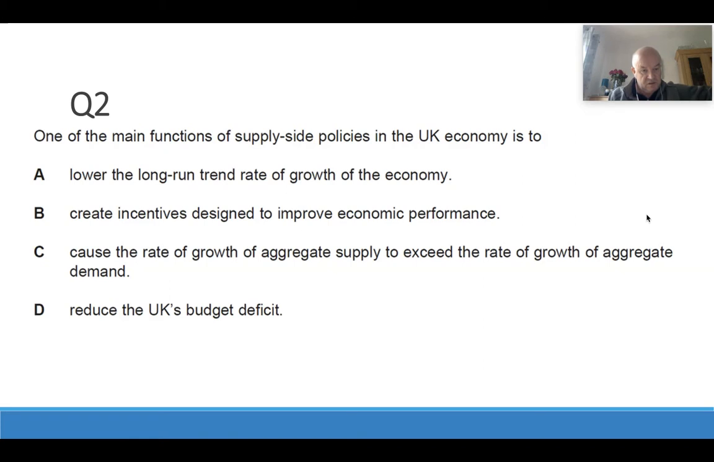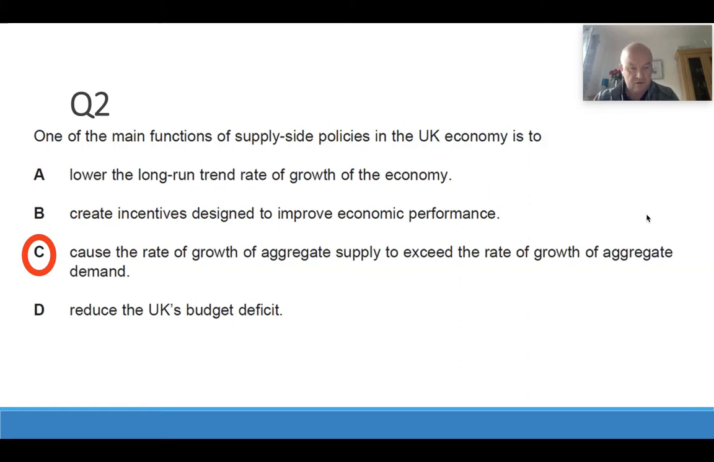So, second question then. One of the main functions of supply side policies in the UK is to... And in this case, the response is to cause the rate of growth of aggregate supply to exceed the rate of growth of aggregate demand. Because if that can be done, then clearly that means that aggregate supply is keeping pace with aggregate demand, and we as a country, and as an economy, are fundamentally increasing our productive capacity, which then should mean that we can increase the size of our overall economy, with all the attendant benefits that brings. Okay, so that would be the answer as far as question 2 is concerned.